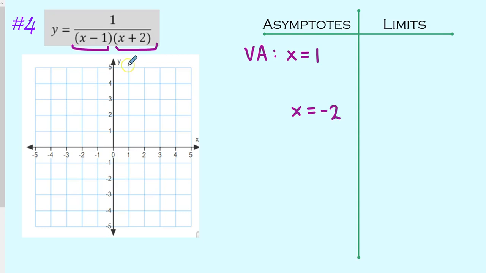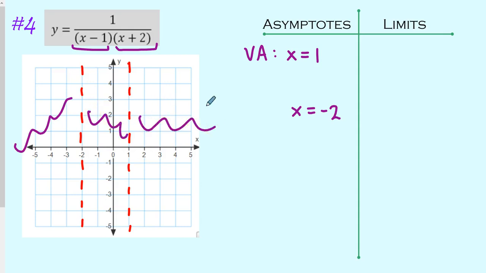So if I was to graph those, we would have a vertical line x equals 1 and a vertical line x equals -2. The vertical asymptotes divide the graph into parts. So this graph is going to have 3 parts. It's going to have a part over here, it's going to have a part over here, and it's going to have a part over here. 3 curves.